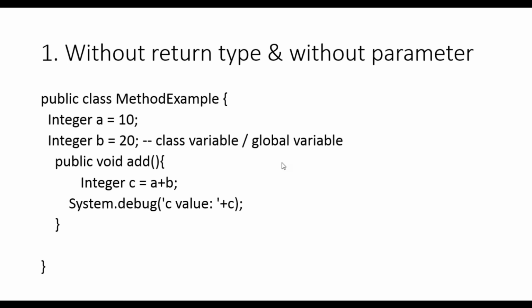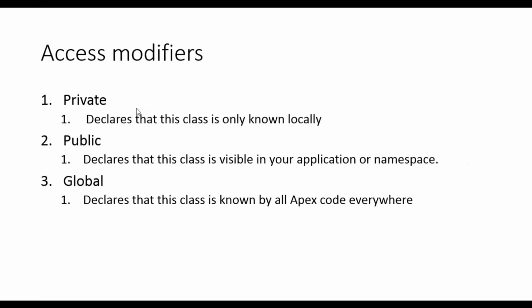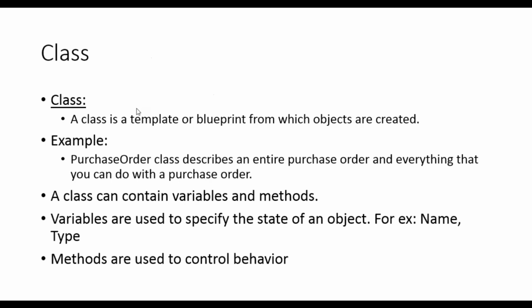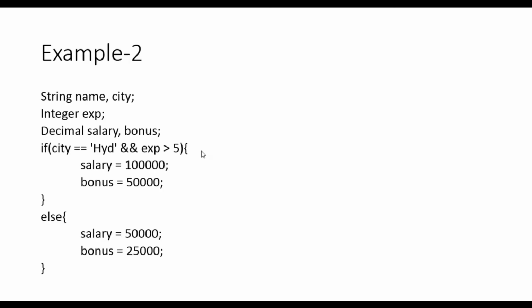Without return type and without parameter, right? So you have something called salary that has been declared based on the experience I have already defined. Integer experience equals 5, I already defined. Then string city equals Bangalore, I already defined. Based on these two values, I'm going to define salary. So here we have already seen an example. So here the city is Hyderabad and experience is greater than 5. I'm going to define some value.